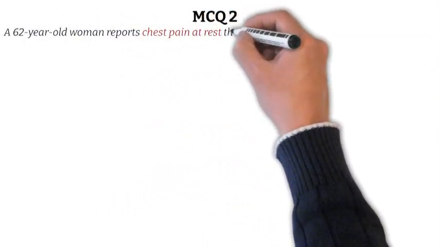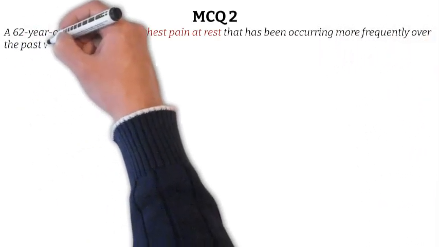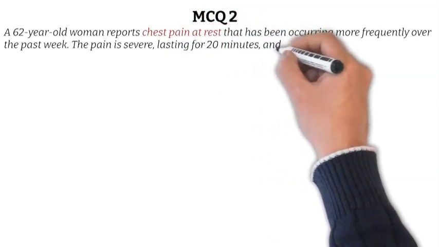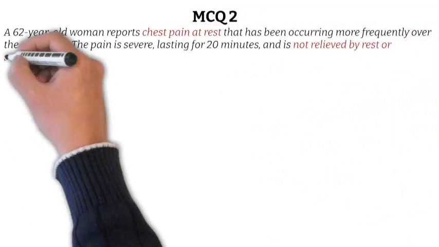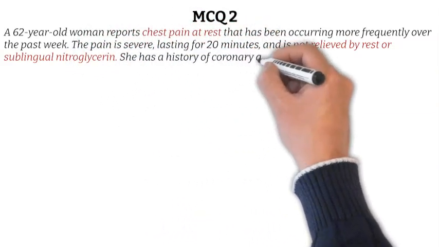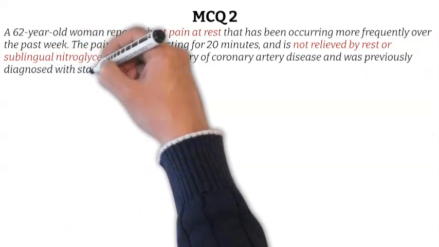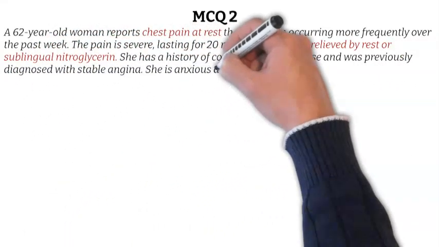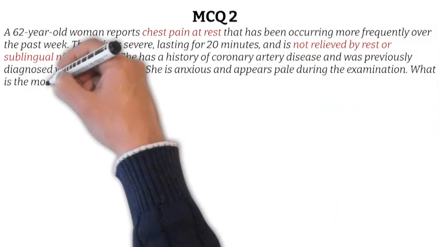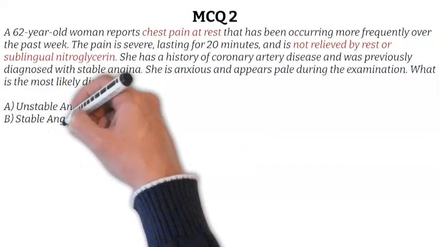The second scenario of this lecture: a 62-year-old woman reports chest pain at rest. Chest pain at rest is unstable angina, and it has been occurring more frequently over the past week. The pain is severe, lasting for 20 minutes, and is not relieved by rest and sublingual nitroglycerin. So we already know that we have what? Unstable angina. So let's see what the question is. What is the most likely diagnosis?